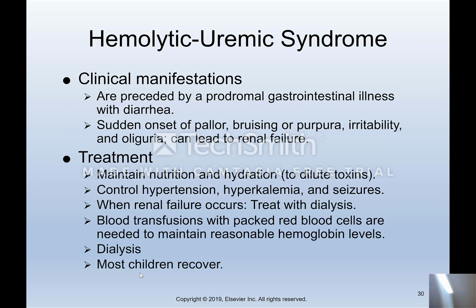Clinical manifestations are preceded by a prodrome of gastrointestinal infection and diarrhea, then sudden onset of pallor, bruising, and purpura. Treatment is to maintain nutrition and hydration, dilute toxins, and control hypertension, hyperkalemia, and seizures. When renal failure occurs, treat with dialysis. Blood transfusions with packed red blood cells are needed to maintain and recover hemoglobin. Most children recover.